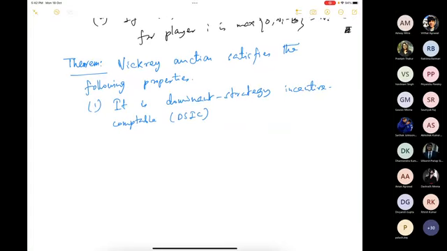So whenever a system is dominant strategy incentive compatible, such a system is very easy to reason about. It is very easy to predict for players. It is very easy to participate in such a system, and for the system designer also, it is much easier to argue or predict how the system will behave.